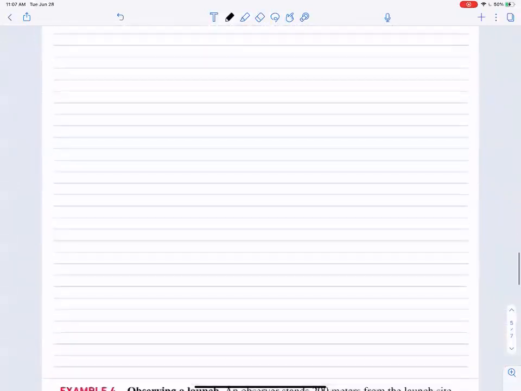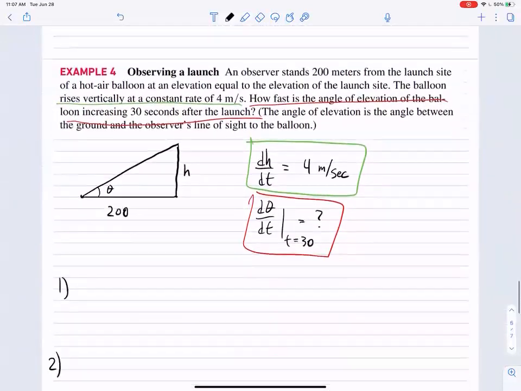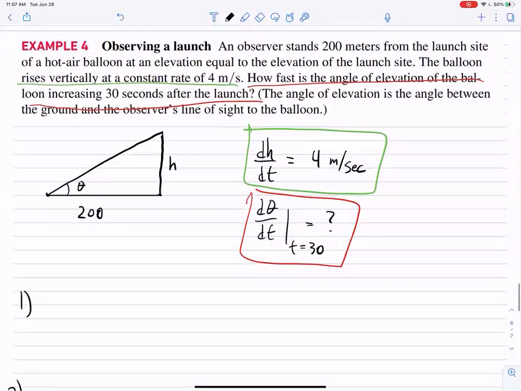All right, let's do one final example. Observing a launch. An observer stands 200 feet away from the launch site of a hot air balloon, and the balloon is rising. The balloon rises vertically at a constant rate of 4 meters per second. How fast is the angle of elevation of the balloon increasing 30 seconds after launch?